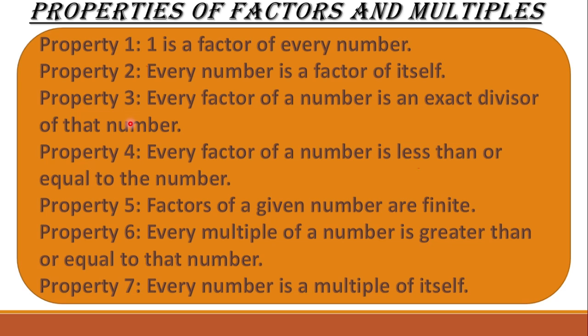Now we will start with property 3. So every factor of a number is an exact divisor of that number. Now as I said, if we see the factors of 12, if we take any factor and divide it with 12, then it's fully divisible. It's completely divisible. It will not give any remainder.